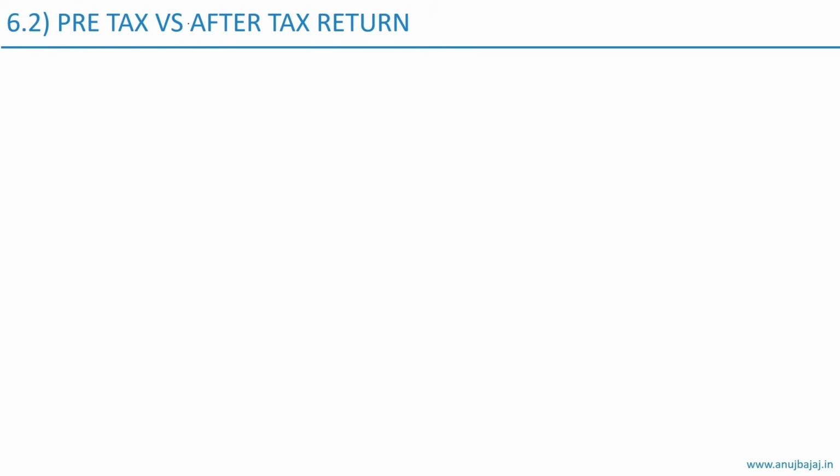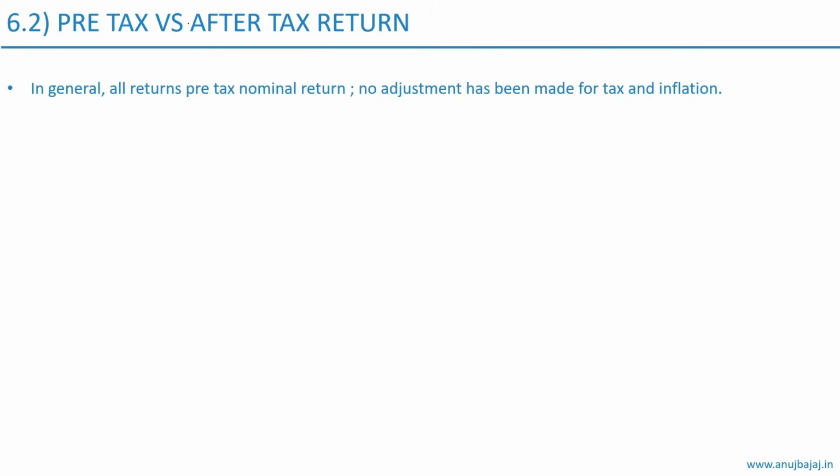The second measure of return, pre-tax return versus after-tax return. In general, all returns are quoted as pre-tax nominal return. That is, no adjustment has been made for tax and inflation. Suppose you have earned a return of 10%. This is your pre-tax nominal return, and the tax you need to pay is 20%.